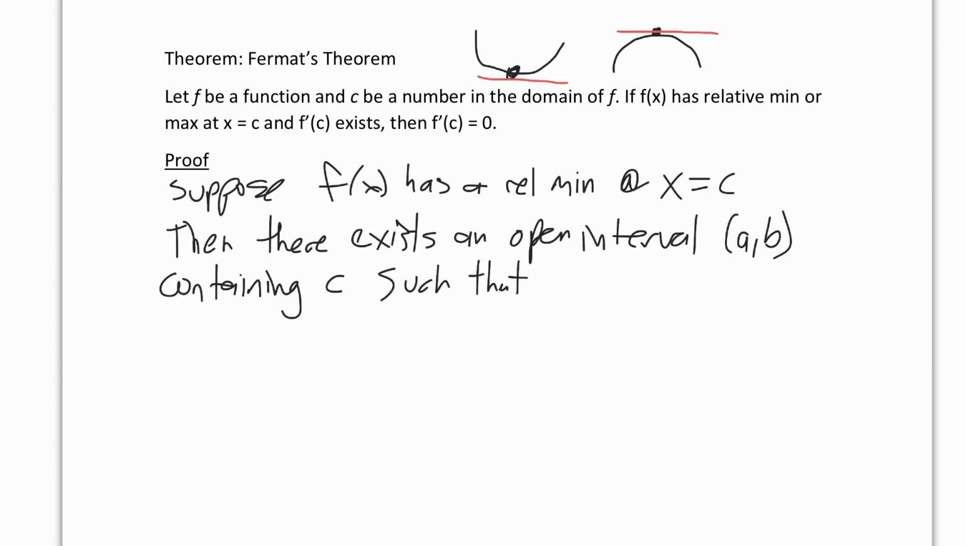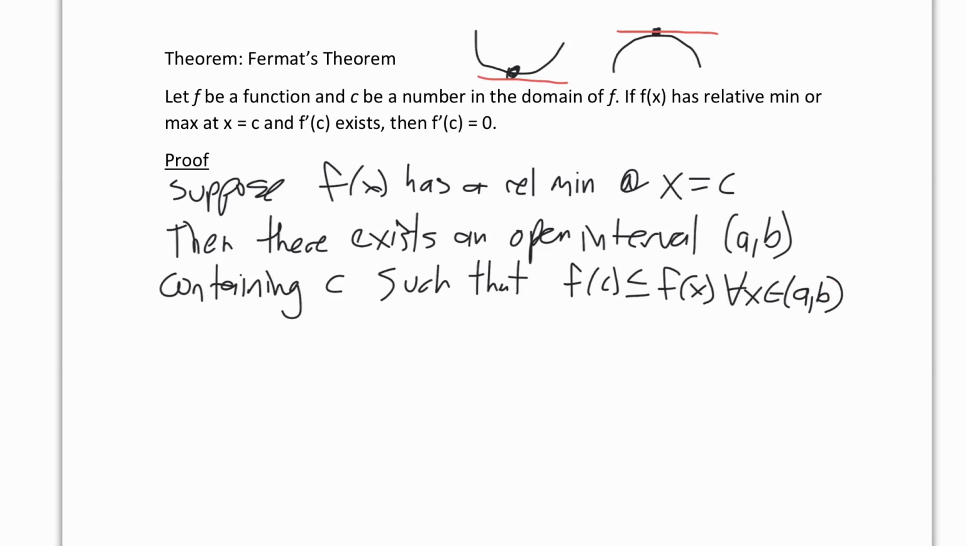well, what happens in this open interval? Because we have a relative minimum, it means that f of c is less than or equal to f of x for all x in the interval (a, b). f of c, since it's a relative minimum, is the lowest point around. So we have our valley example, like here. If this is our c, f of c is always going to be less than or equal to f of x for all x in the interval (a, b).